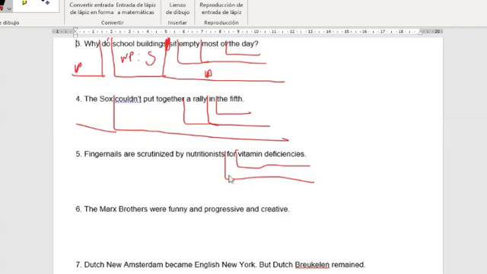Then we have nutritionists. Noun phrase. Preposition. Noun phrase, object of preposition. And that is a prepositional phrase. Adverb of agency, because this sentence is in passive.